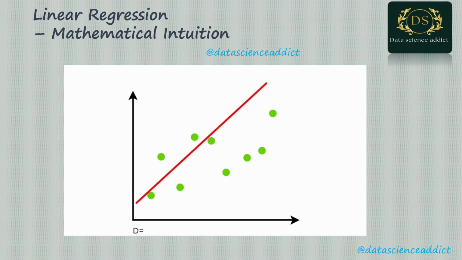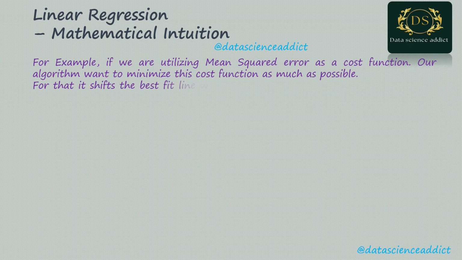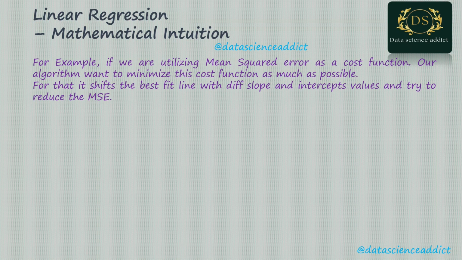Now for example, if you are utilizing the mean squared error as a cost function, the question arises, what is the cost function? Cost function is also known as a loss function or objective function. It is a mathematical function used in machine learning and optimization that quantifies how well a machine learning model's predictions match the actual or target values in a data set. So the goal of machine learning is often to minimize this cost function. In the case of linear regression, it shifts the best fit line with different slope and intercept values and tries to reduce the mean squared error.